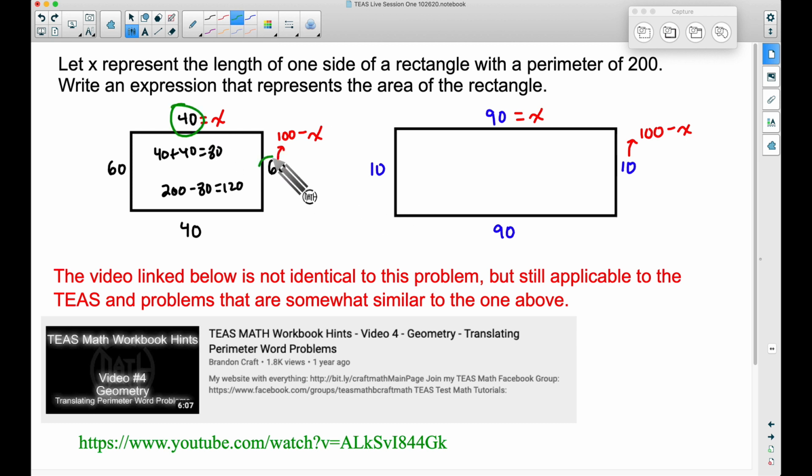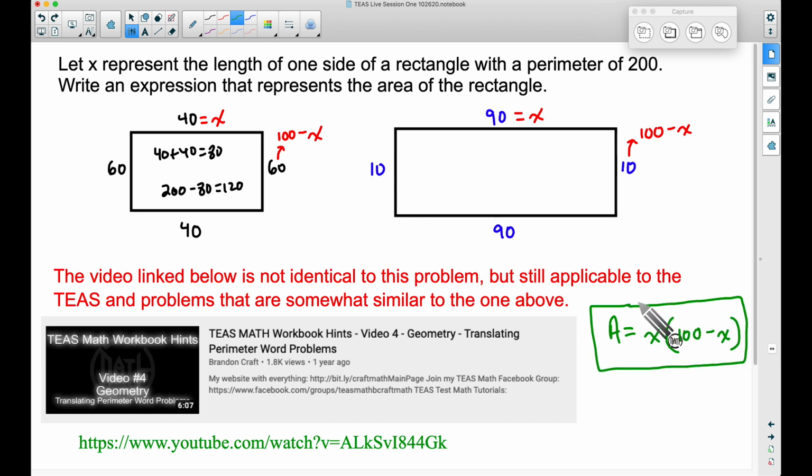You would take this 40 times this 60, or you would take this 90 times this 10, or in more general terms, in terms of x, we would take not 40 times 60, we would take x times 100 minus x. And notice that would be the 40 times the 60, or the 90 times the 10, or any of those combinations. But since we wanted it in terms of x, that is the area of that rectangle. So that's it for that one.